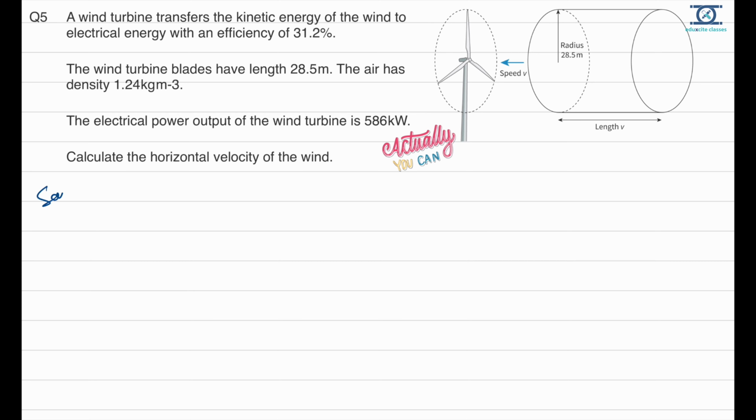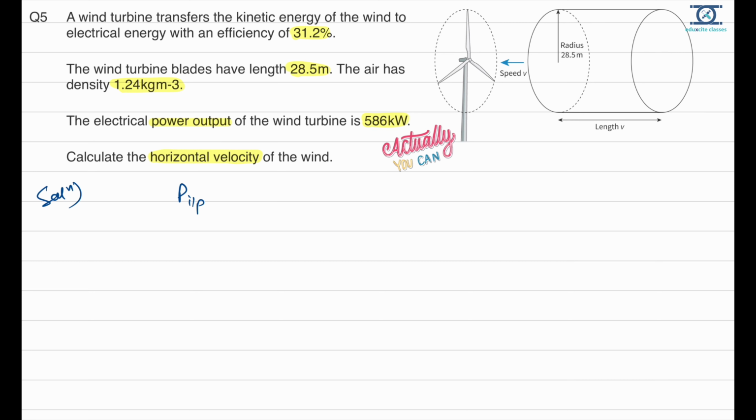Okay, now this is a quite good question. So the efficiency is given to us as 31.2 and the length of the blades is 28.5 meter. Air density is given to us and the power output of the wind is given to us. We have to find out what will be the horizontal velocity of the wind. Now in this case, first of all, let us find out the power input.